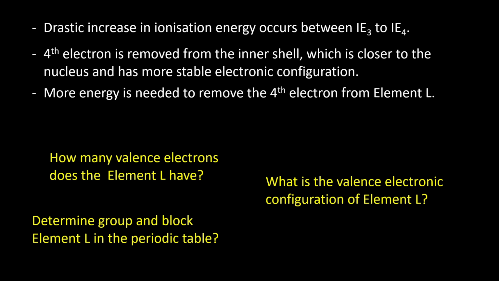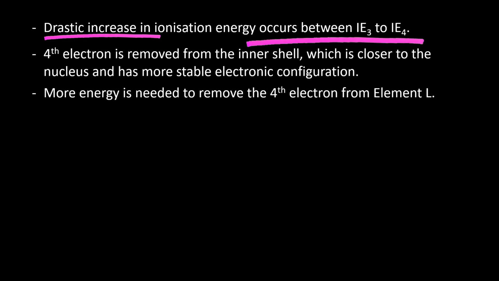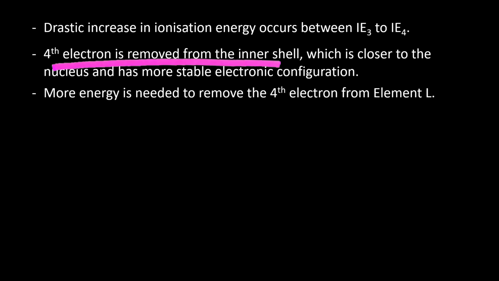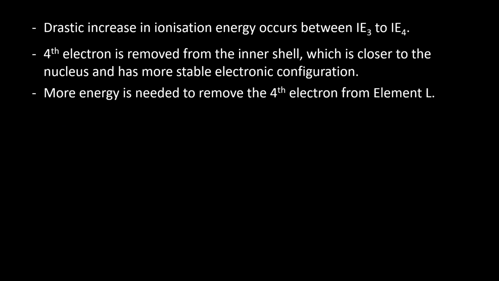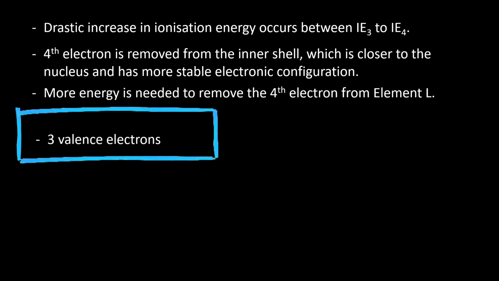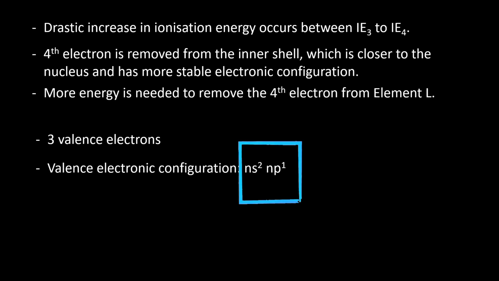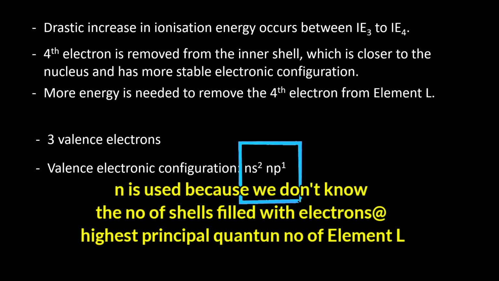As the drastic increase occurs between the third ionization energy and the fourth ionization energy, we can conclude that starting from the fourth electron, electrons are being removed from the inner shells. Hence, the 3 electrons before the fourth electron are removed from the outermost shell, and therefore element L has 3 valence electrons, and the valence electronic configuration is ns2 np1. We use n here because we do not know how many shells filled with electrons element L has.